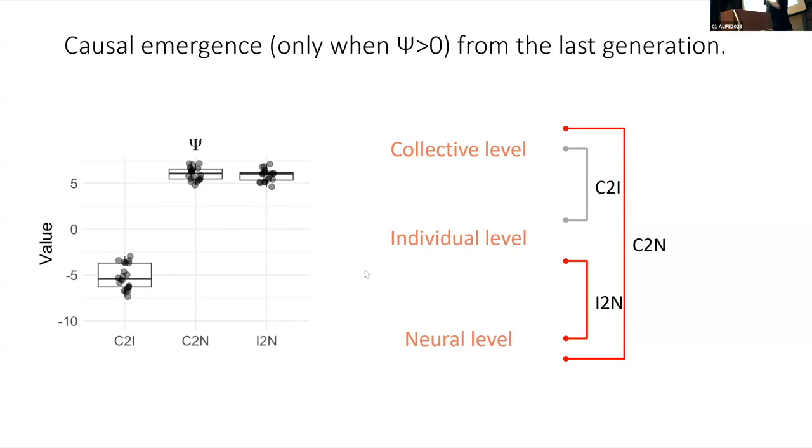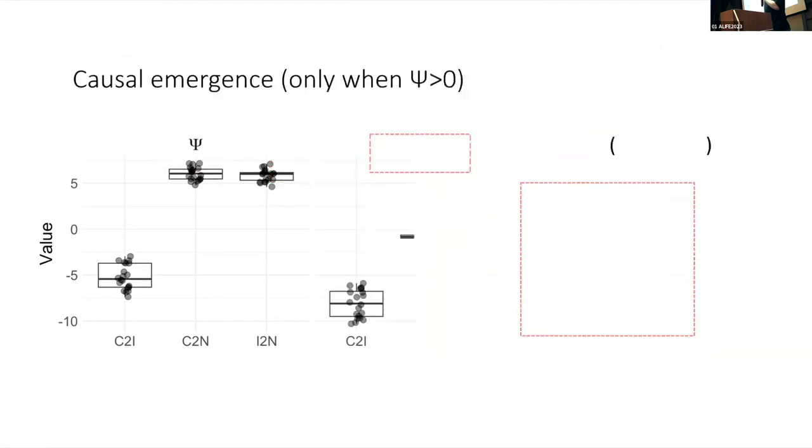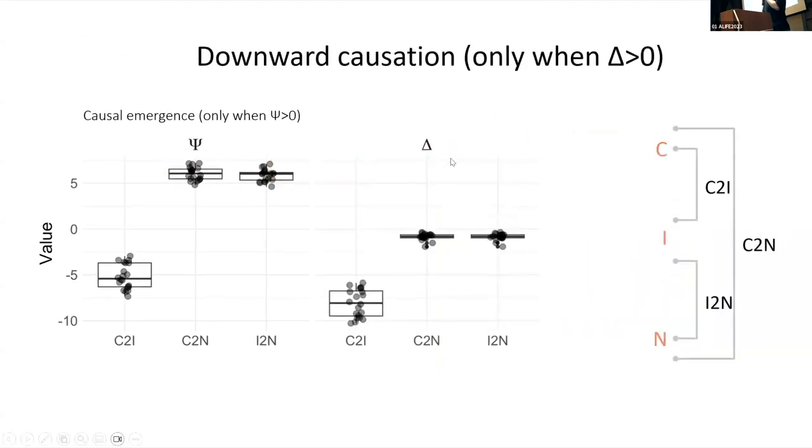And this also shows in other concepts in emergence. We don't see any downward causation in our system, since for downward causation this delta needs to be positive, but it's negative. But still, you can see the collective to individual level has a more negative value here. It shows a very different relationship between these two levels compared to the other two comparisons.